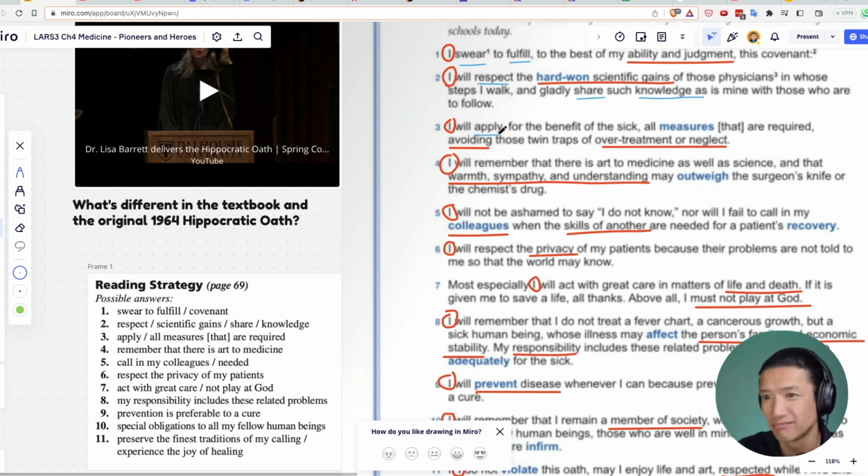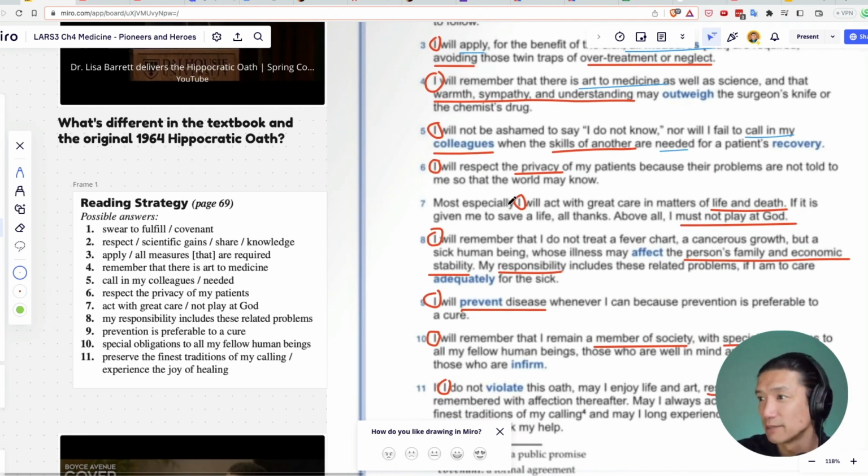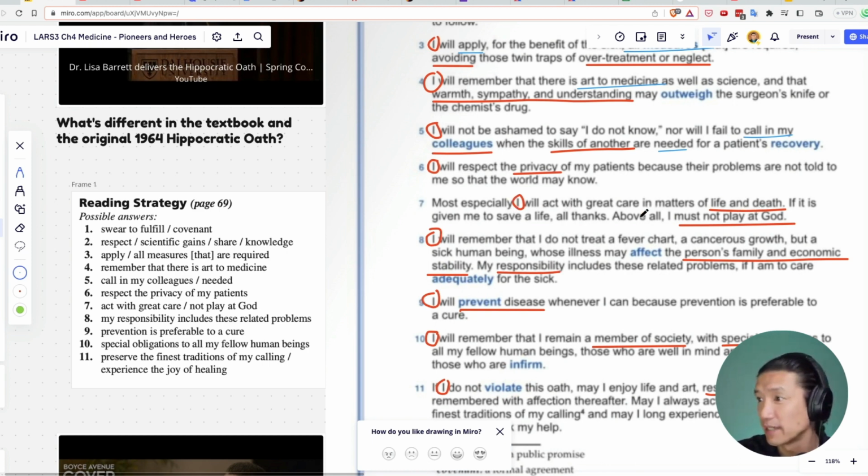Three, it says apply. All measures that are required. I think it's about avoiding overtreatment or neglect. I disagree. Four, remember that there's art to medicine. Art to medicine. Okay. Five, call in my colleagues. Colleagues. Skills of another. Needed. Call in. Number six, respect the privacy. Privacy. Come on. Seven. See, I don't agree with the book all the time. Act with great care. Great care. Okay. Not play God.